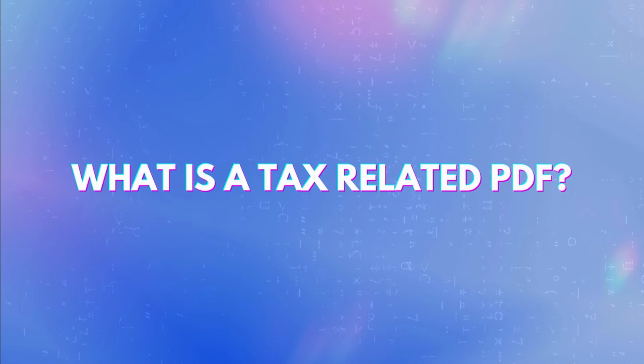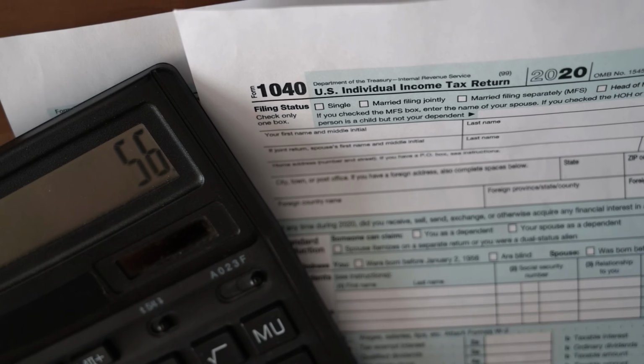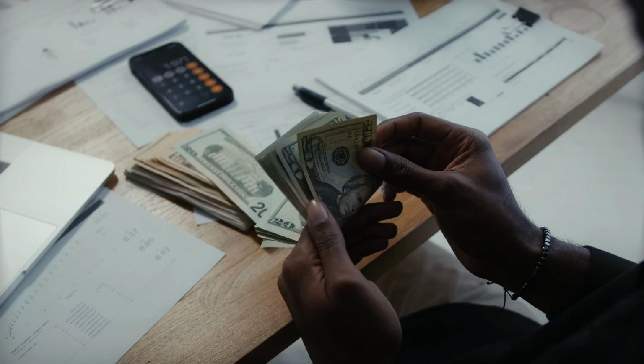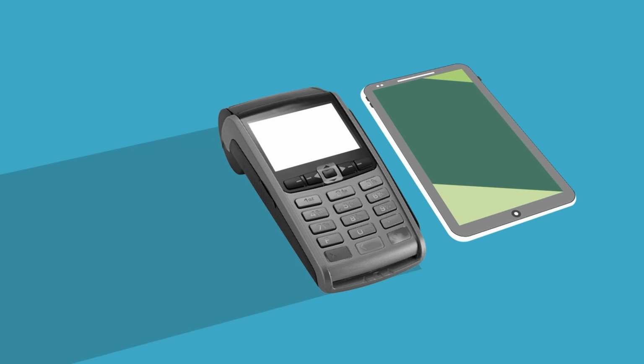What tax-related PDF actually means. When people hear tax forms, they usually think of filing forms like a 1040, but most tax-related PDFs are information returns, not filing documents. These are forms created by third parties that report income, activity, or transactions about you to the IRS. You receive a copy and the IRS receives the same copy, usually at the same time.